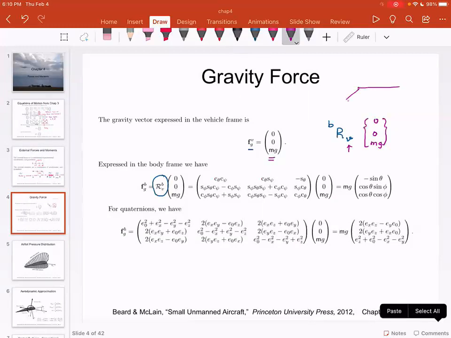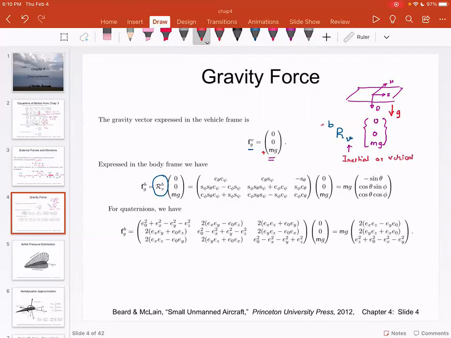And if you recollect, our inertial frame assumes a flat earth, and we have north, we have east, and we have down. And please note, it is important that this gravity vector has a positive sign, because this gravity vector, which is G, is aligned with the D direction. It's in the down direction. Now, it is important to observe that this rotation transformation is going to transform forces from the vehicle frame or the inertial frame to the body frame.